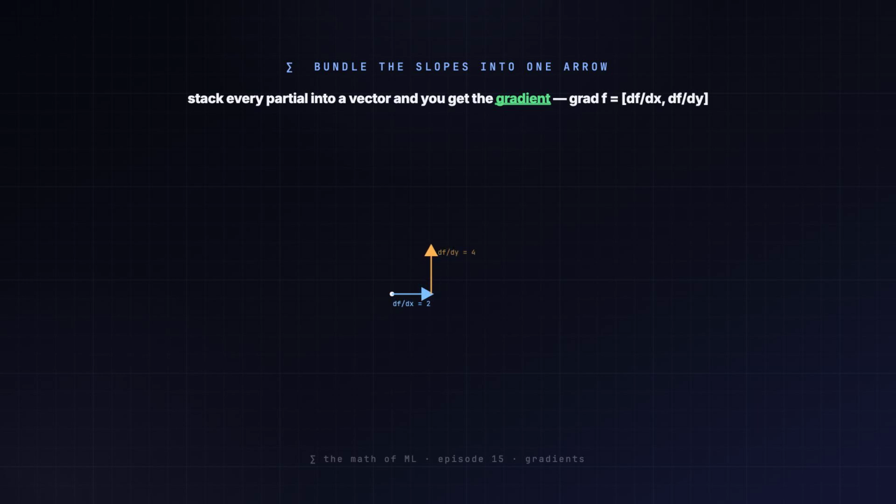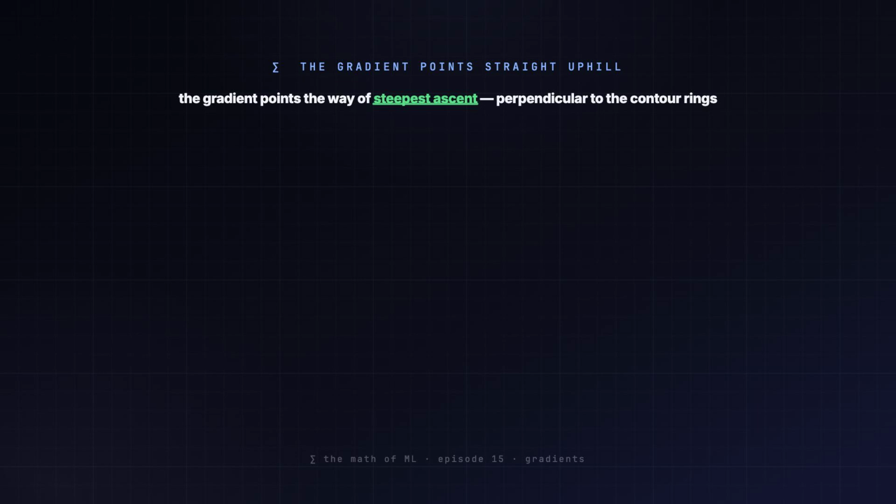The natural thing is to bundle those slopes into one arrow. That arrow is the gradient. The gradient is the vector of all partial derivatives. Its magic property: it points in the direction of steepest ascent, and its length is how steep. The slope in any other direction is just the gradient dotted with that direction.